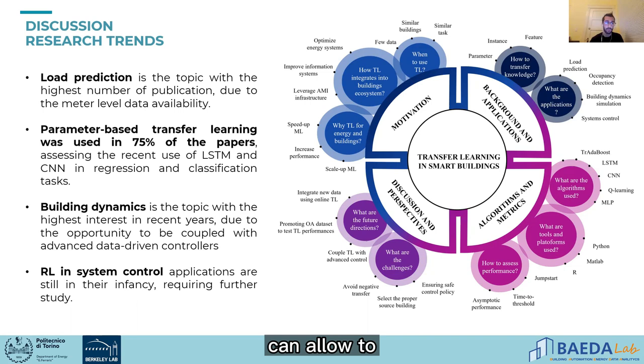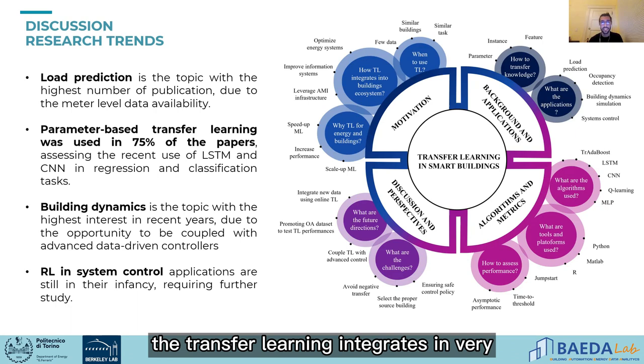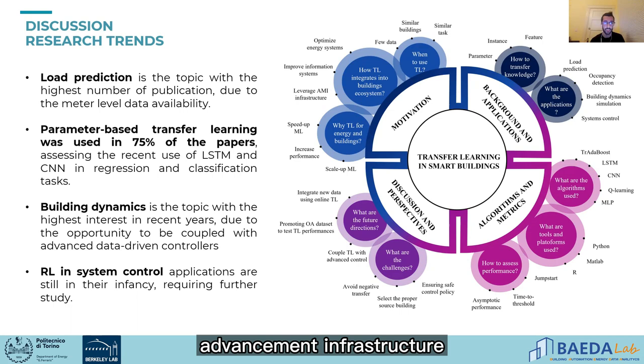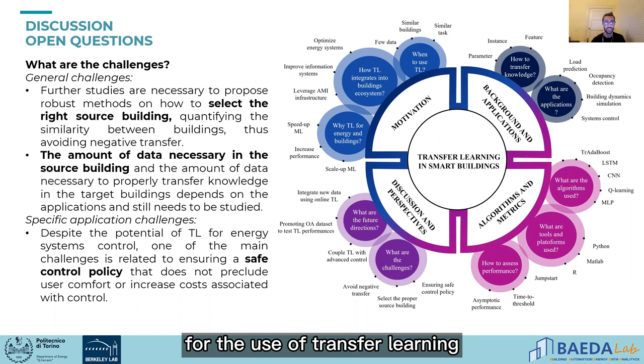Transfer learning integrates in many ways in the building ecosystem, starting from leveraging advanced metering infrastructure to improve information systems. And the main applications for the use of transfer learning are related to the scarcity of data.